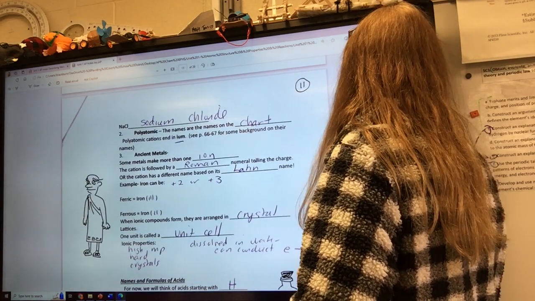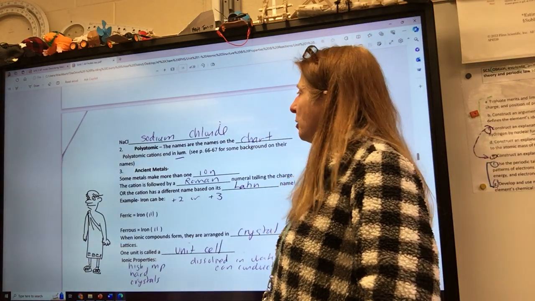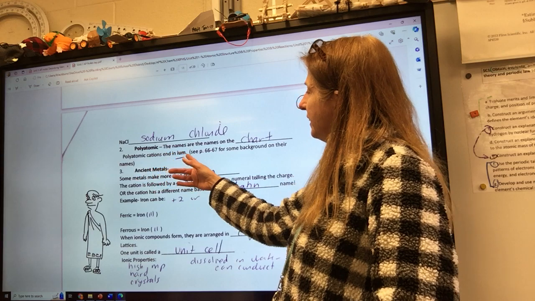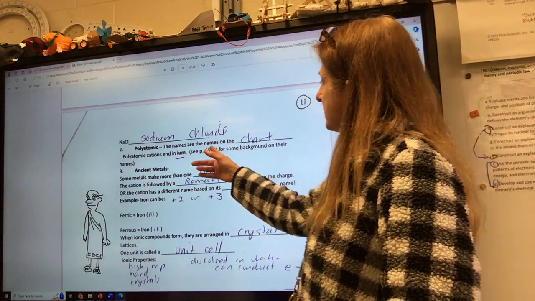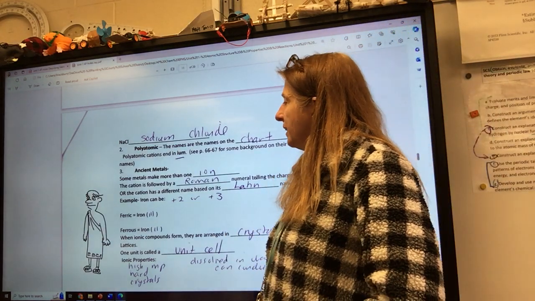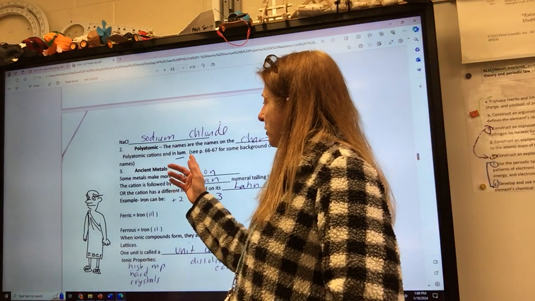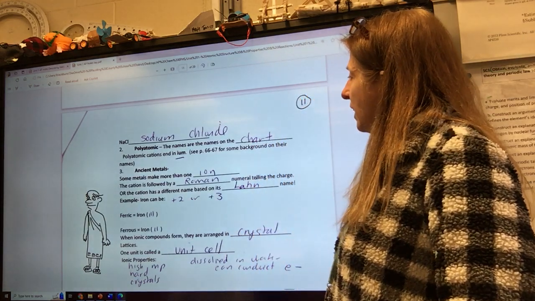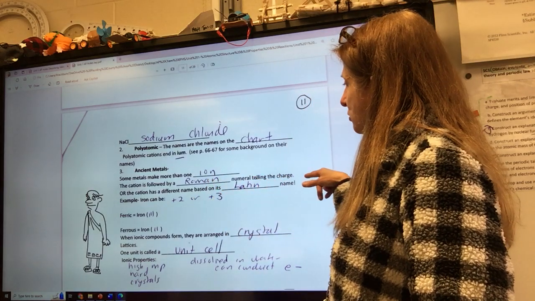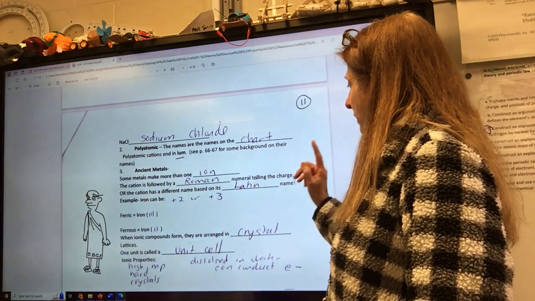Now, if it's polyatomic, the names are in a chart. Okay? And there's actually logic behind the names. A lot of it has to do with how many oxygens it has. Polyatomic cations end in -ium. If you read pages 66 and 67, it'll give you some background information on their names, and that might help you remember them. And then some of the metals have been around a very long time, ancient metals, and some of them make more than 1 ion. How they're named is the cation followed by a Roman numeral telling the charge, and then the anion. Or the cation has a different name based on its Latin name.